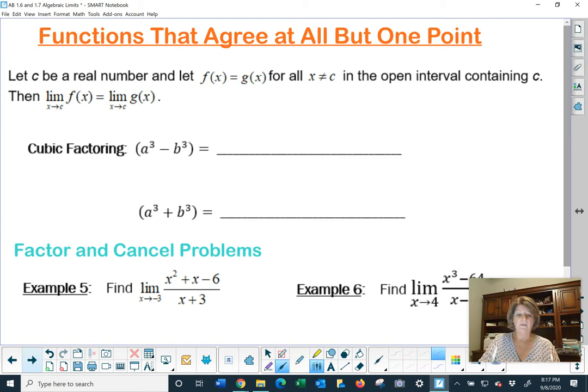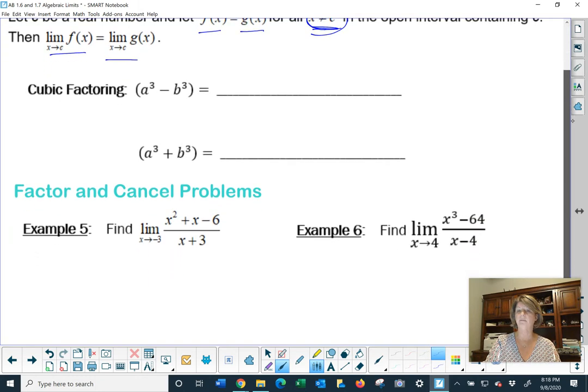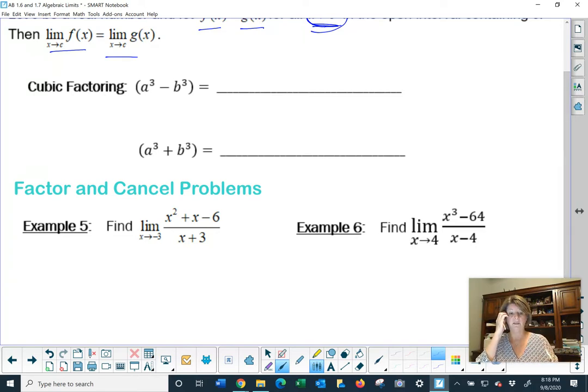Next, we're going to look at functions that agree at all but maybe one point. It's saying let c be some real number, then if f of x equals g of x for all x not equal to c in the open interval containing some value c, then the limit will be the same. So if these functions agree at all the same spots except at x equals c, then we can basically say the limits are equal. One thing that might be helpful, we will do some factoring.